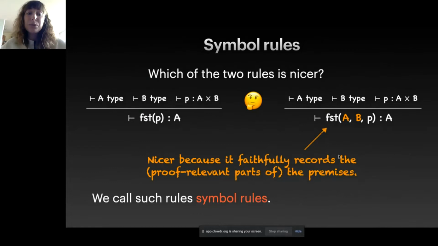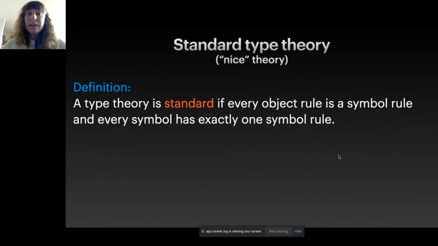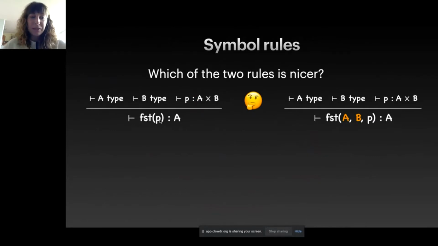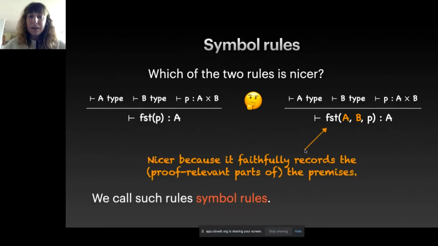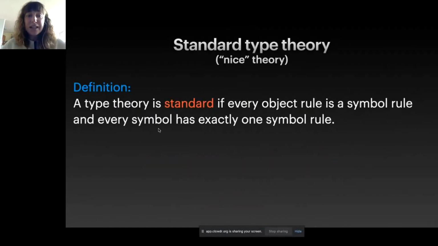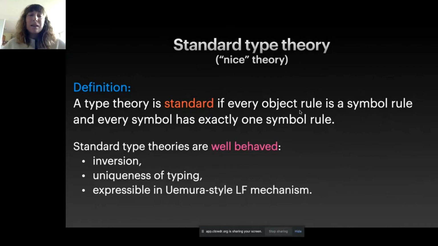And these symbol rules are especially nice, and they constitute a standard type theory. So this is what I call a nice theory S, as we had before in the slide, right? So a standard type theory is such that every object rule is a symbol rule, right? So we don't have things like this that is not a symbol rule, but if we have an object rule, it has to be of this form. It's a symbol applied to some things. And every symbol in the signature has exactly one symbol rule. Okay, and why are these standard type theories nice? It's because certain meta-theorems hold for them. So for example, inversion holds, uniqueness of typing holds, and they're expressible in this Uemura style LF mechanism.